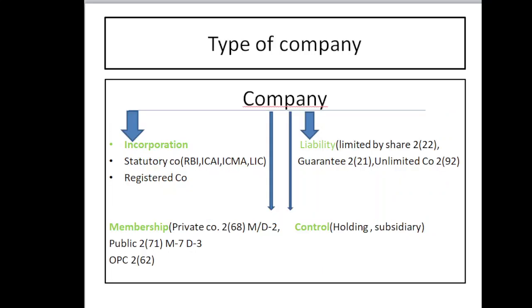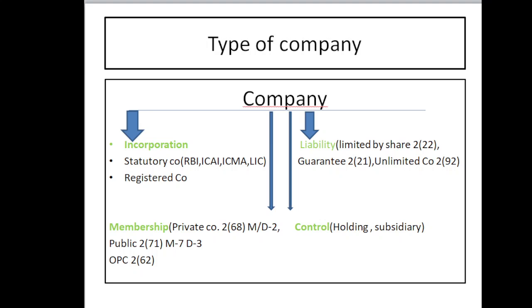Types of the company: incorporation basis, liability basis, membership basis, control basis. On the basis of incorporation: statutory company, such as RBI, ICAI, ICMA, LIC, and registered company. Liability: limited by share, section 2 subsection 22; limited by guarantee, section 2 subsection 21; unlimited company, section 2 subsection 92.